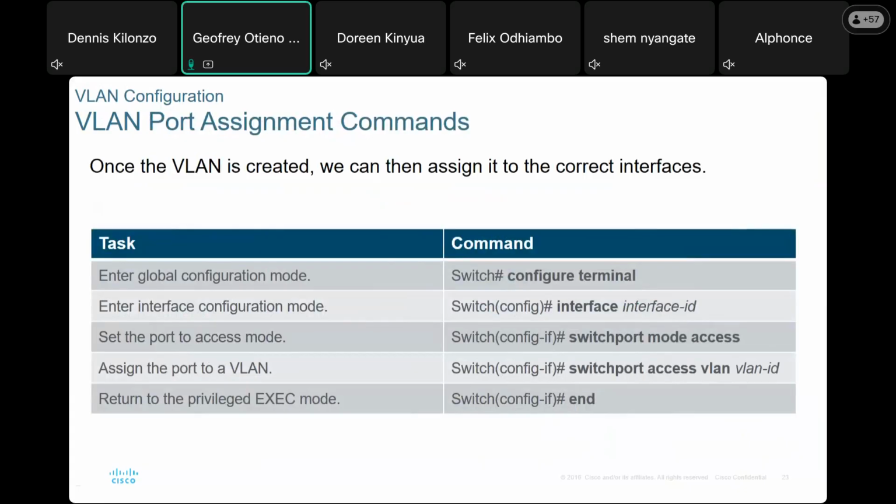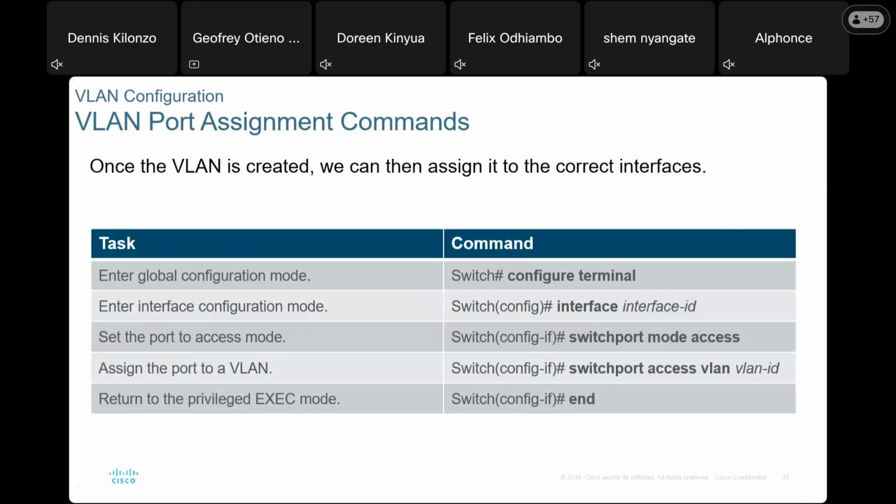Each and every VLAN must be assigned to a given interface. You have to decide which interface you are accessing, so you move to that interface. The command is interface followed by the interface ID that connects that particular VLAN or the PC that you want to assign.